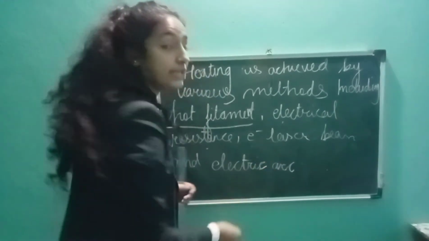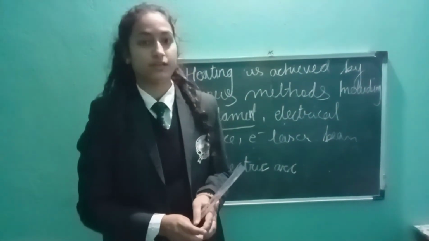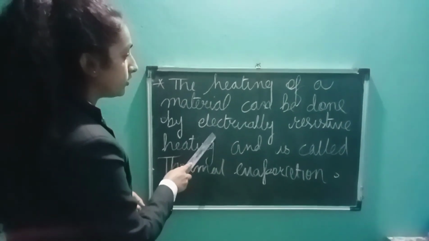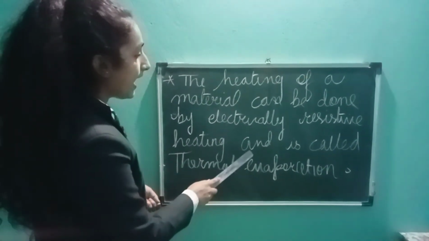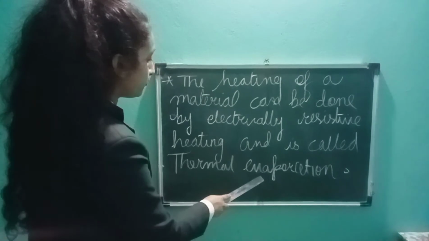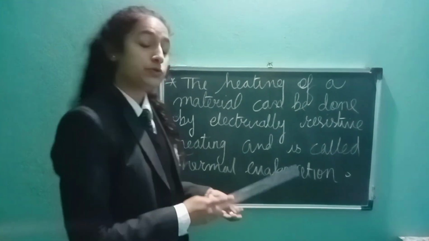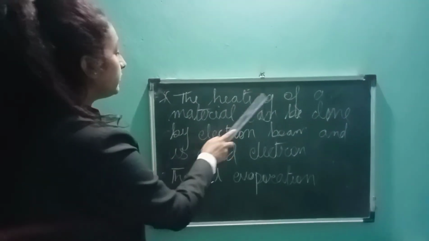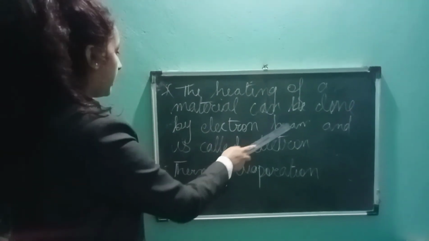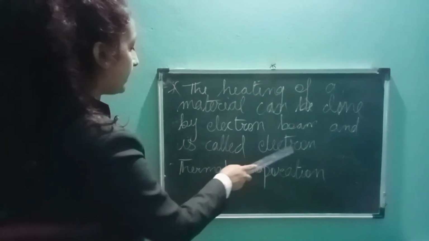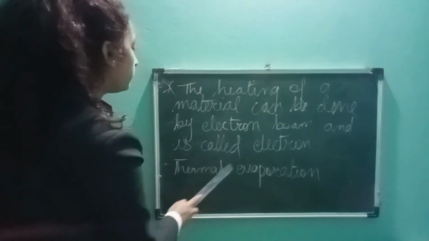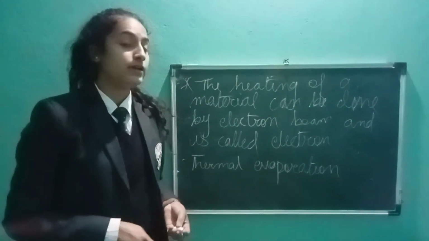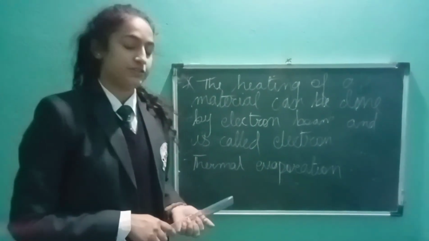And also, we can heat that source material directly. The heating of the materials can be done by electrically resistive heating, and it's called thermal evaporation. So we can heat the source material by the use of thermal evaporation. The heating of a material can be done by electron beam and is called electron beam evaporation. We can also use electron beam for the heating of the source material.